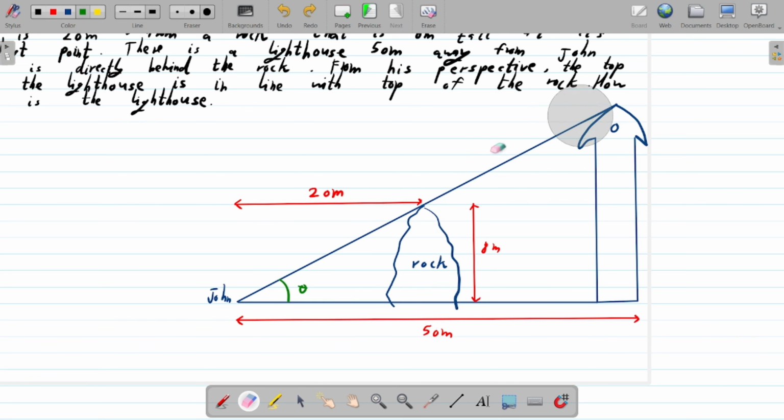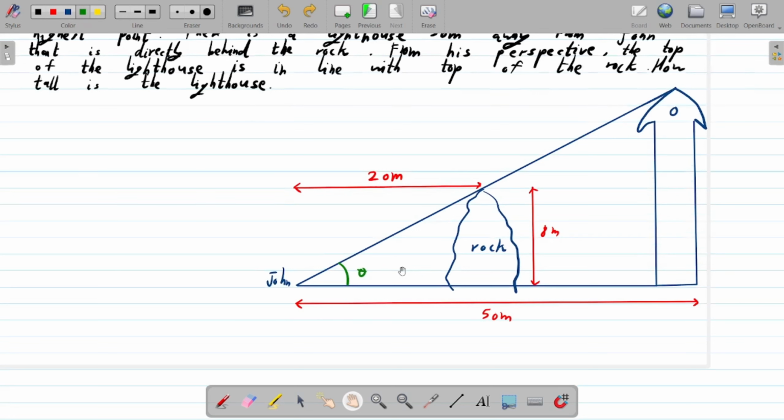If I take this side and this side of the big triangle, I'm gonna have the same angle. If I take this side and this side of the small triangle, I'm gonna have the same angle. So I have the same angle right now. That means that these two are similar. If they are similar, what I'm gonna do is first find out the proportion of these to find out the actual height of the lighthouse.